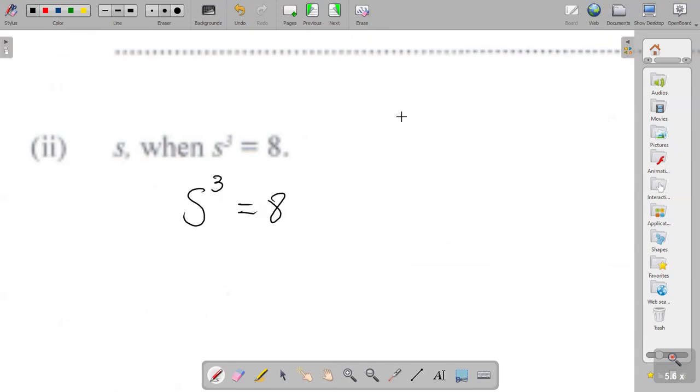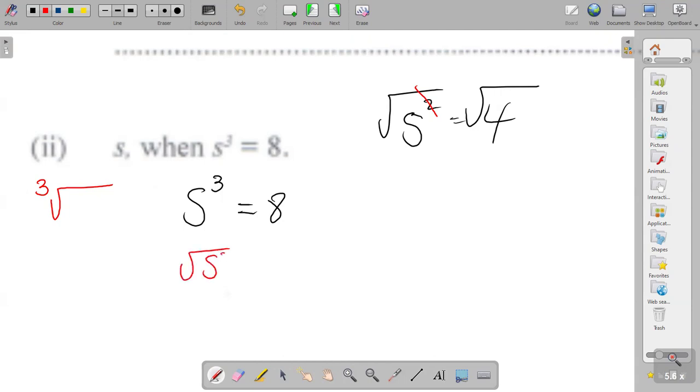How do I cancel? For example, if I had S squared is equal to 4, how do I get rid of a square? By square rooting both sides, because square root is the opposite or the inverse of squaring. So that's how you get rid of it. Similarly, cube, there's an inverse to cube. On your calculators, you should see cube root. So I recommend everybody, you should look at your calculators now and do this for me. Cube root, both sides. So cube root 8.